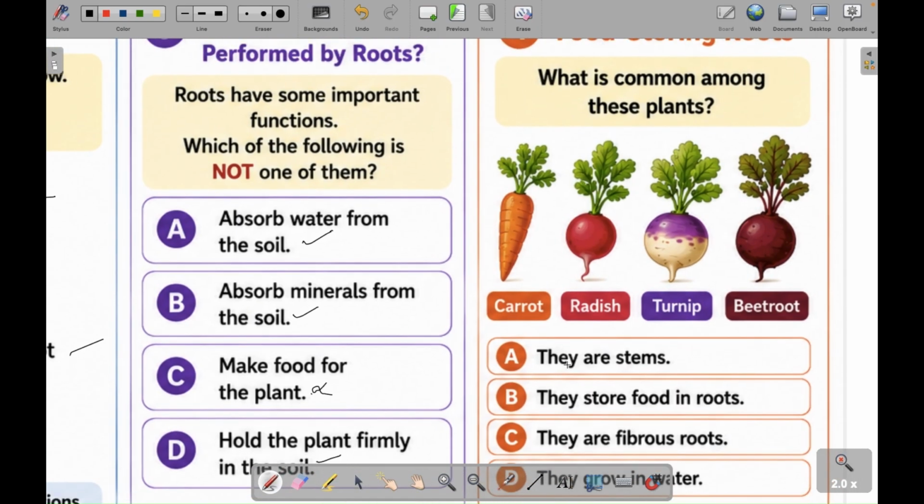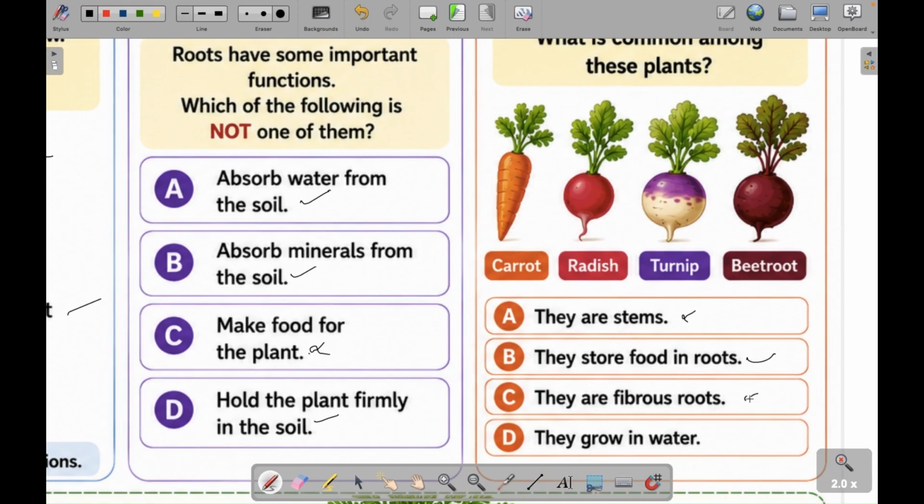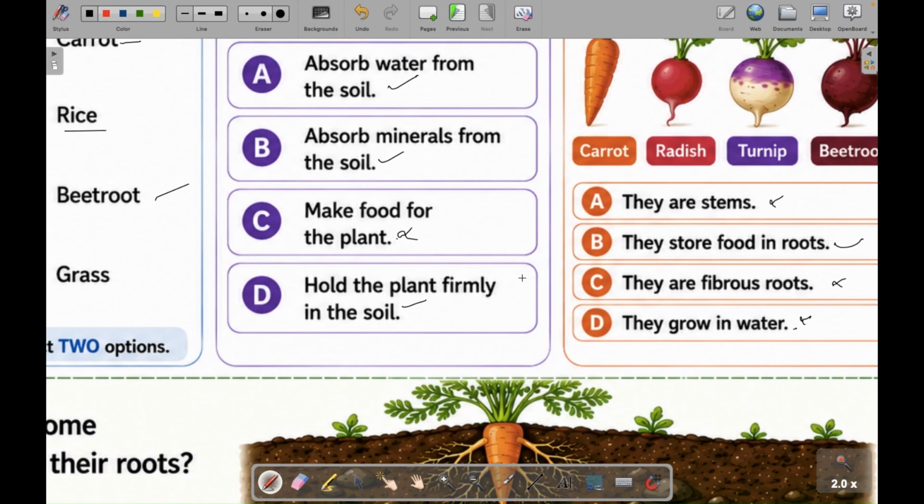Right? Which is common among these plants? Carrot, radish, turnip, beetroot. They are stems? No, they are roots, right? They store food in roots. They are fibrous roots? No, they are tap roots. They grow in water, they do not grow in water. What they mean by grow in water is they are aquatic plants. They are not aquatic plants like lily. Lily is an aquatic plant. They need soil to grow, not only water.